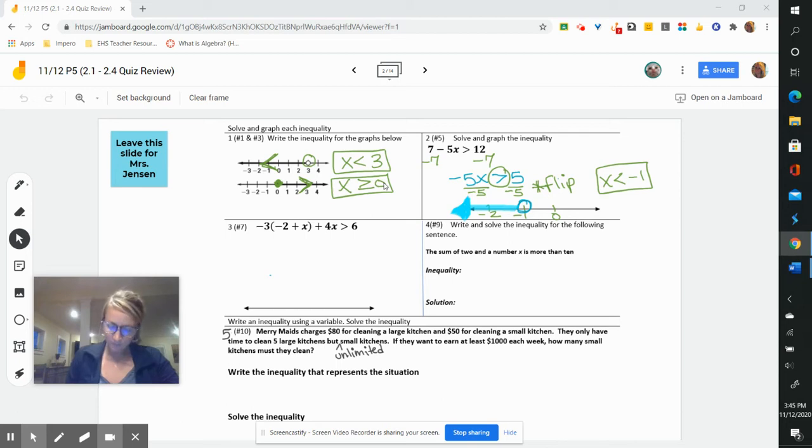Number 3, we first want to distribute negative 3 times negative 2 plus x. Negative 3 times negative 2 is positive 6. Negative 3 times x is negative 3x. We're then adding 4x to that, and that's all greater than 6.